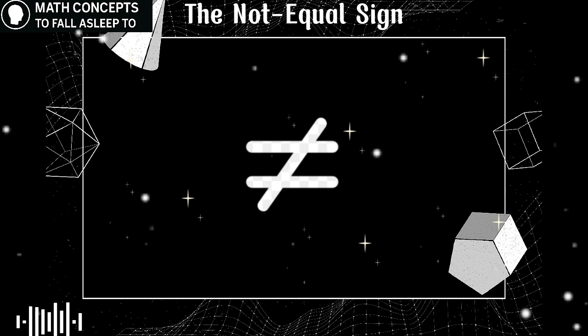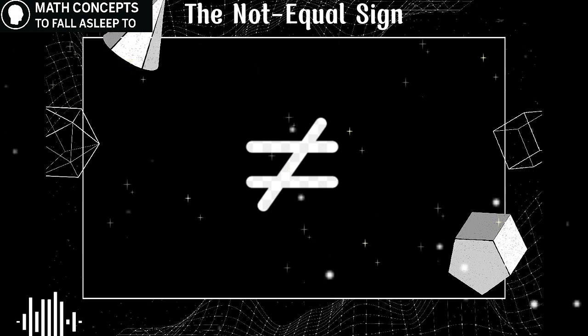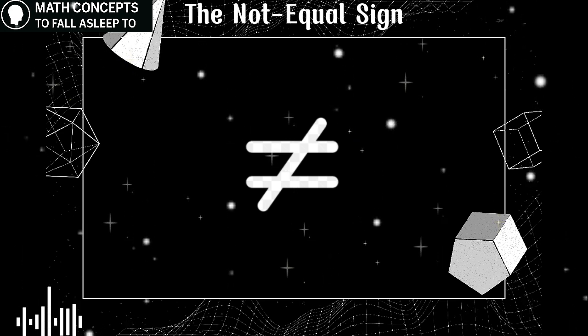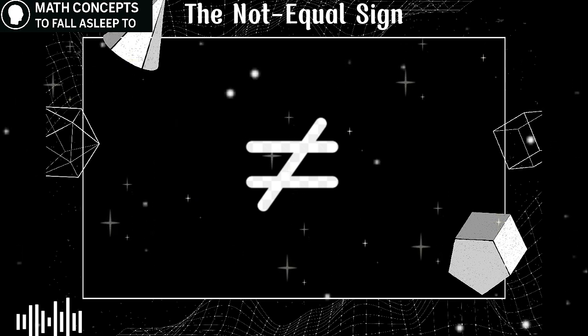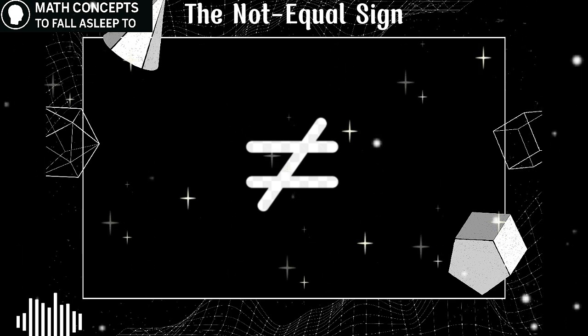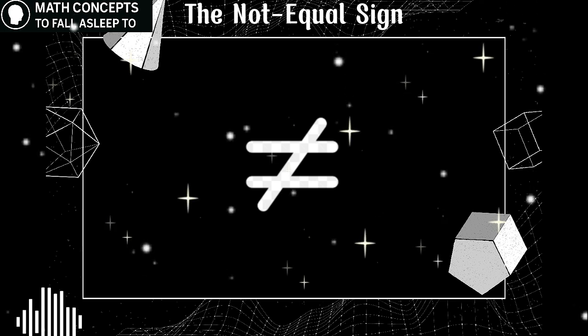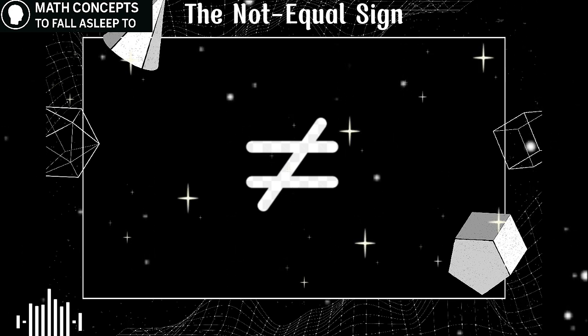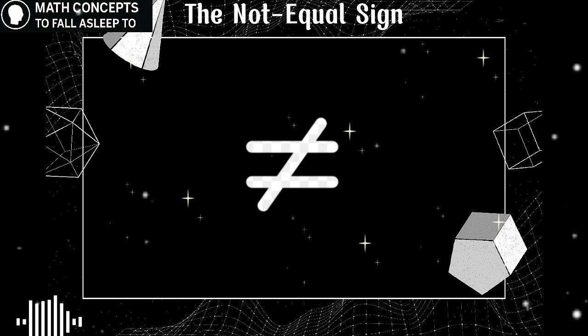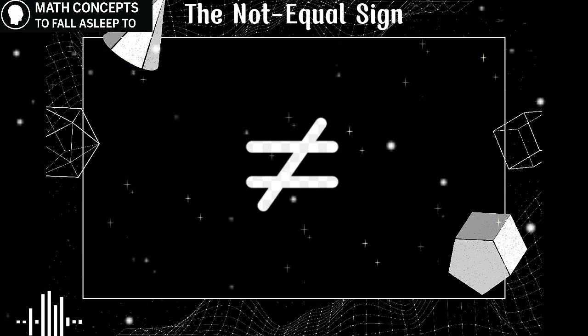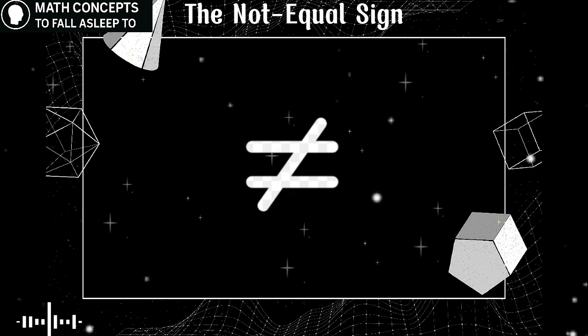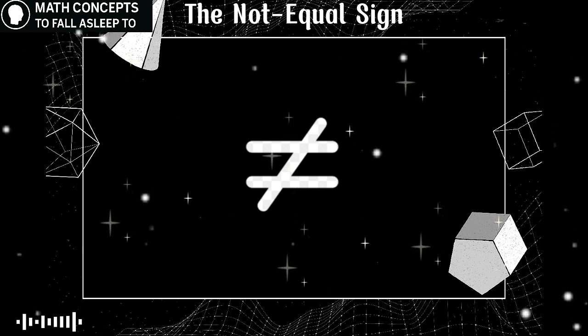Meaning and function. The not equal sign shows that 2 values or expressions are not the same. It tells you that something doesn't match, doesn't balance, or simply isn't equal. While the equal sign is about agreement, this one is about difference. It helps clarify when numbers or results do not line up.